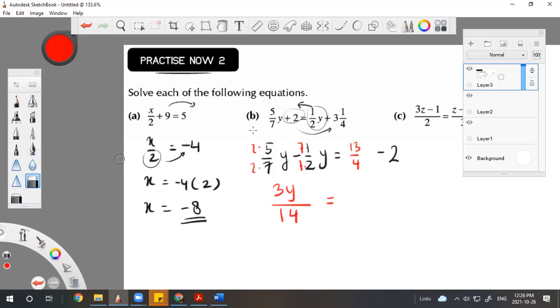Subtract 2. What is 2? 2 over 1. Simplify it again. Oh, too thick. And then you multiply by 4, multiply by 4. So 13 subtract 8 is 5 over 4.